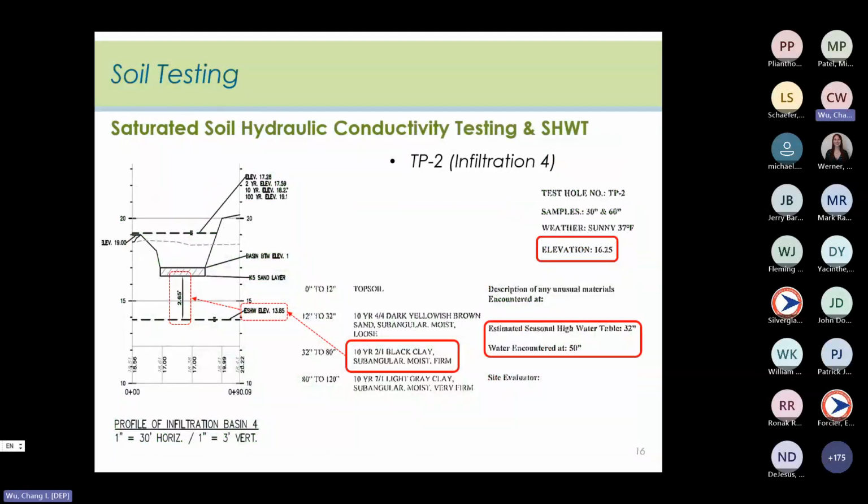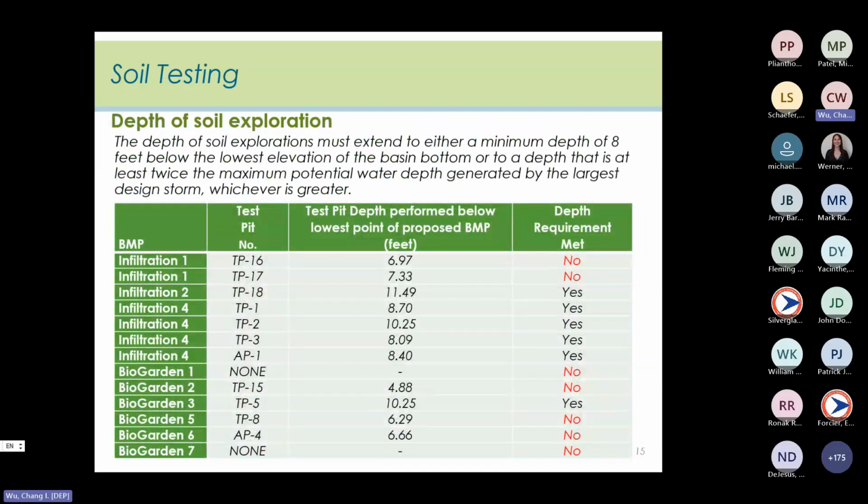And then next, after we get back to the slide here, we have a summary to check whether the soil exploration for each BMP meets the depth requirement. I think you probably still remember that the depth requirement is 8 feet, or at least twice the maximum potential water depth generated by a large storm in the basin. That's the depth requirement.